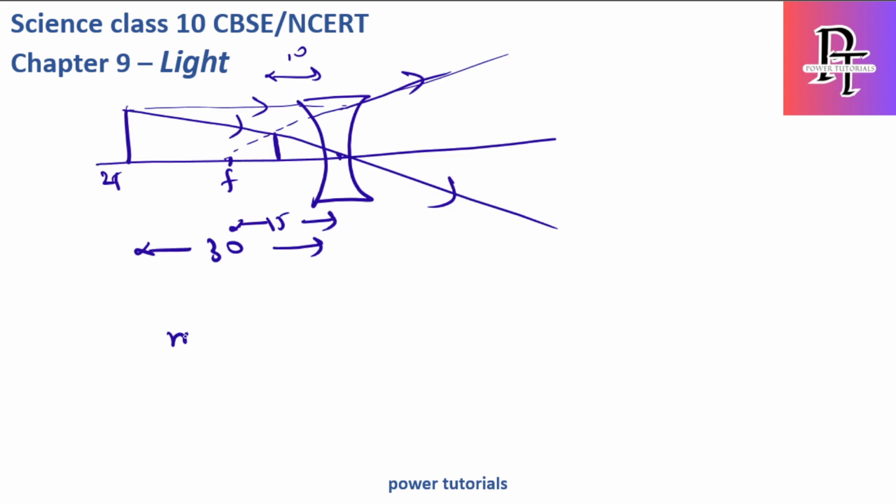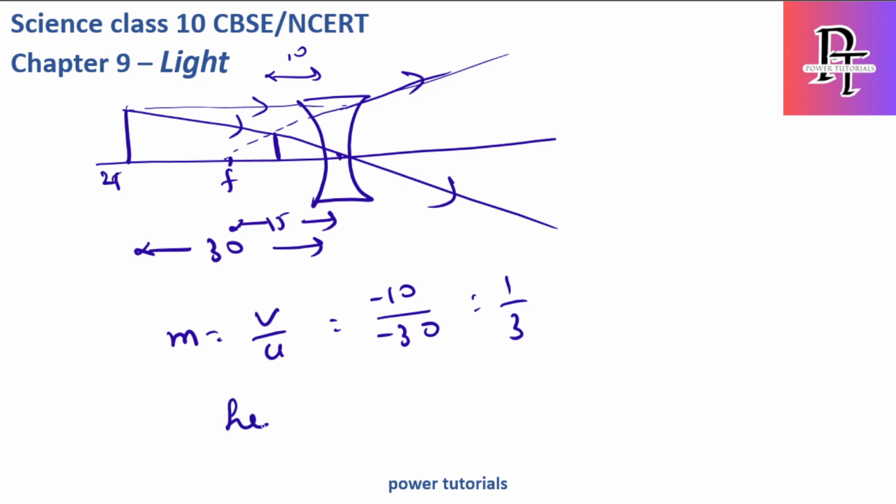So the magnification formula is v by u for a lens, whereas for a mirror we told it is minus v by u, but here it is just v by u. V is how much? Minus 10. U is minus 30. So it is 1 by 3. So simply I can say that magnification is 1 by 3.